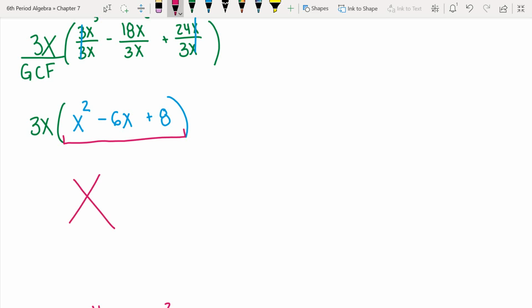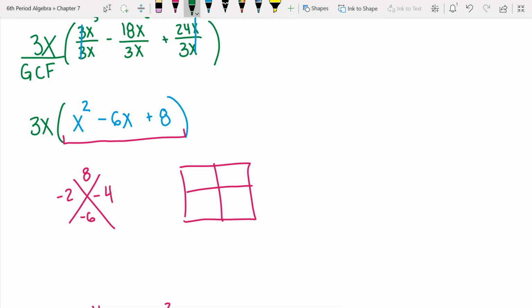The top part of my x is a times c, which is 8. Bottom part is b, which is negative 6. I think about what times what gets me 8, but adds to a negative 6. Well, if something's multiplying to a positive number but adding to a negative, that means both options have to be negative. And that only leaves me with negative 4 and negative 2. I'm actually going to switch places. I'm going to put negative 2 here, then negative 4. And then from there, I'm going to fill in my box.